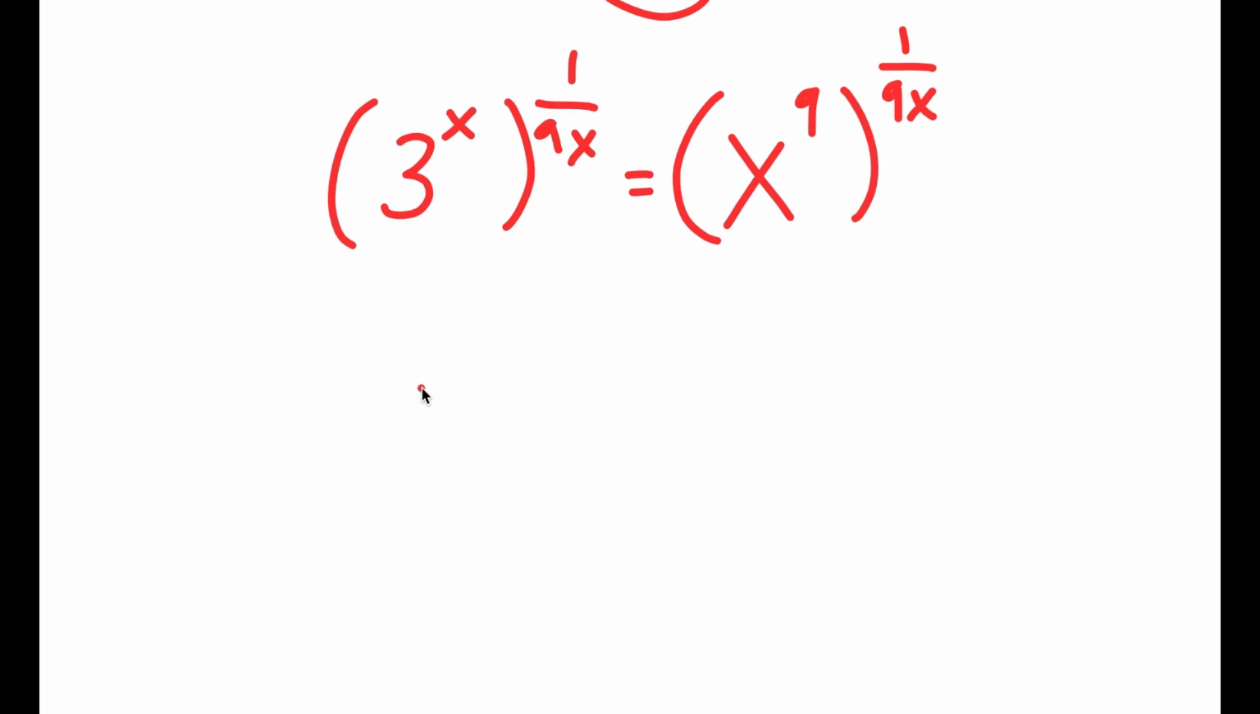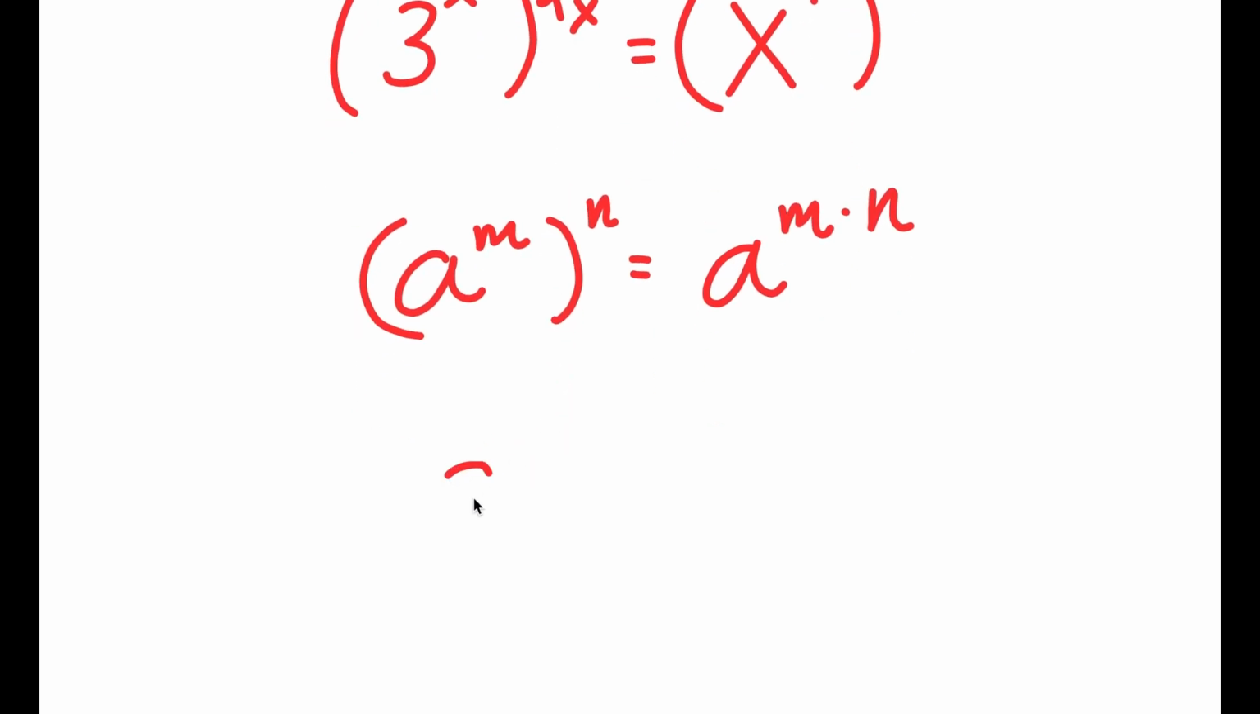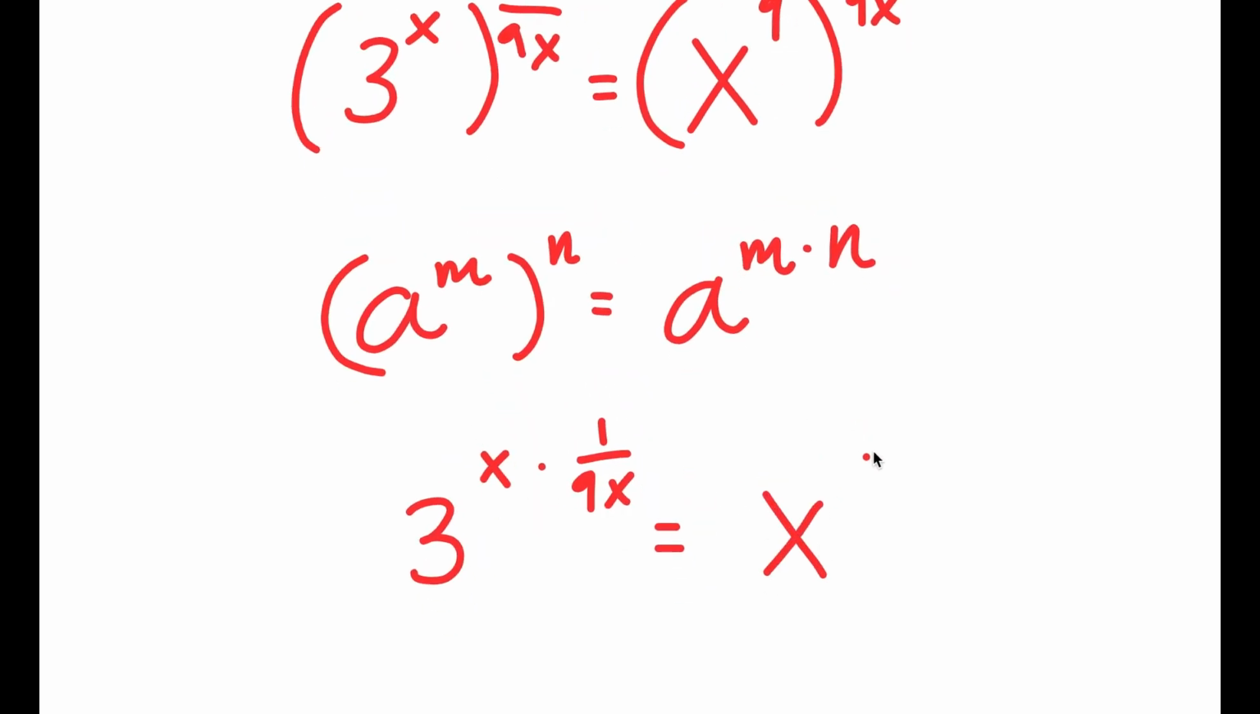Now, if I have something in the form a to the power of m to the power of n, this is equal to a to the power of m times n. So 3 to the power of x to the power of 1 over 9x is equal to 3 to the power of x times 1 over 9x. And this is equal to x to the power of 9 times 1 over 9x.